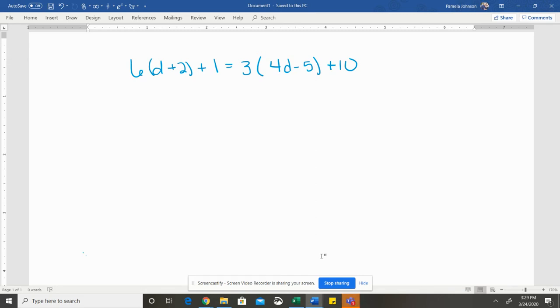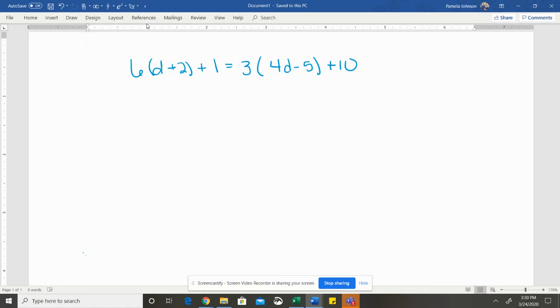We're going to review solving equations today. Just a really quick lesson, and then I'll have you do a quick assignment for me over this, okay? I promise it'll be really, really easy, okay? So we're gonna solve this equation.